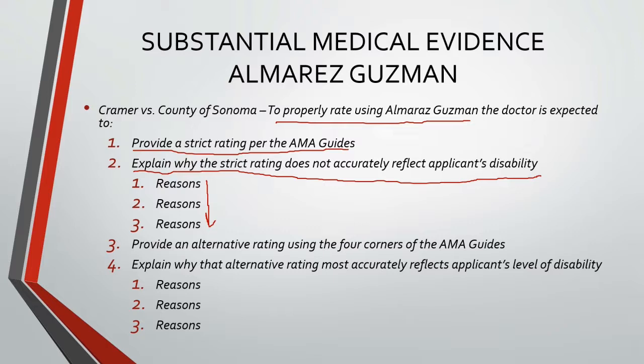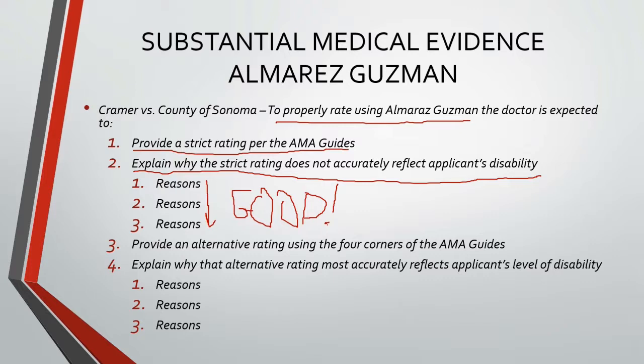So your reasons here have to be good. You have to be able to convince yourself. When you review this section in your report, you have to be able to convince yourself that the reasons you provided are good, that they're compelling, that they're convincing. Now, these reasons are not simply restatements of facts. You have to explain why these facts contribute to a rating that's not accurate, and it has to be good.